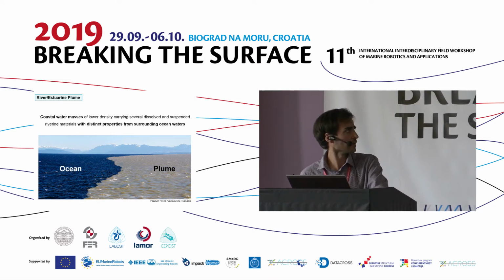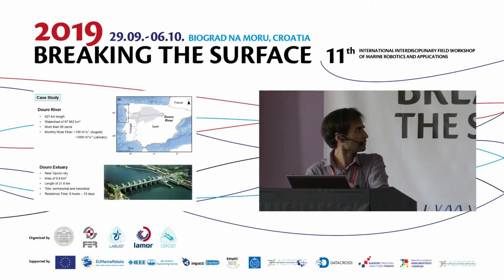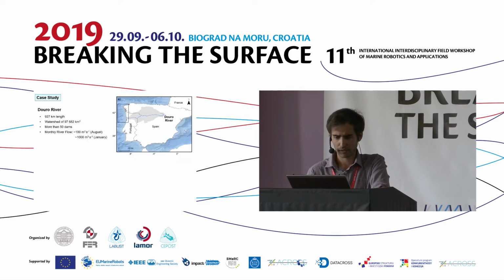So this is an example of the Fraser River in Canada. You can see the plume zone, the ocean waters, and the interface of the water mass, which is the front. They also have an impact on coastal circulation, on biology of course, and on morphodynamics because they can carry sediments.